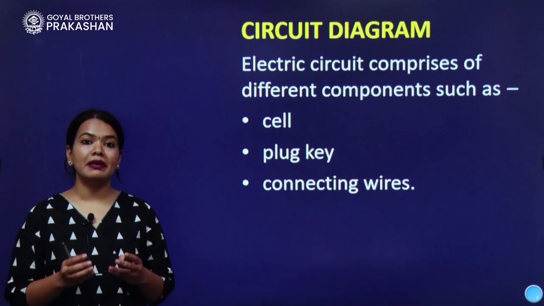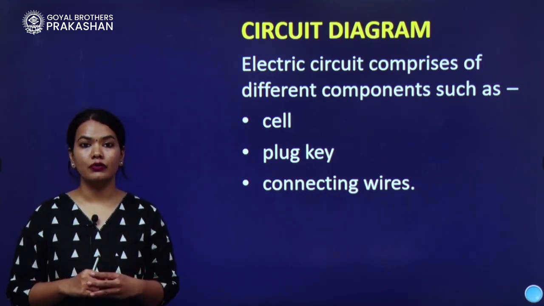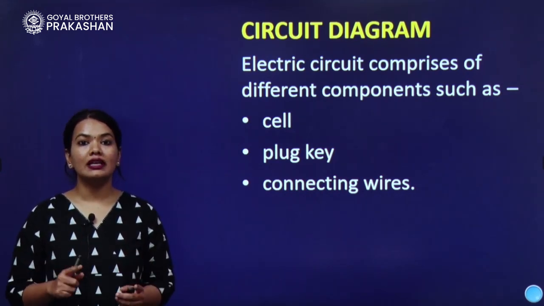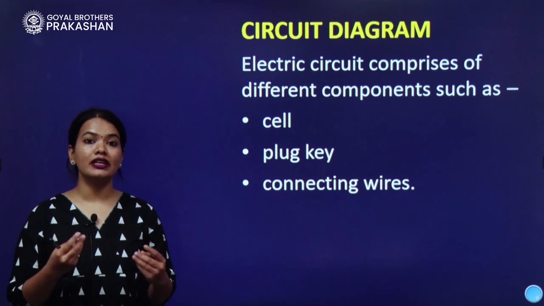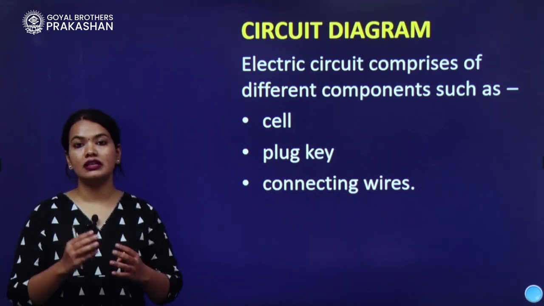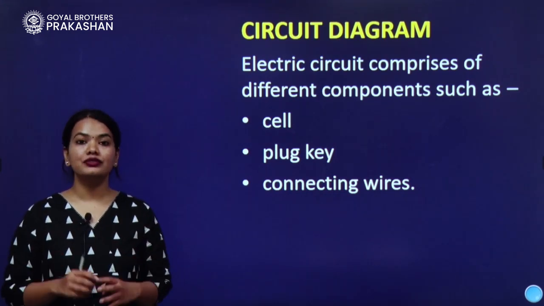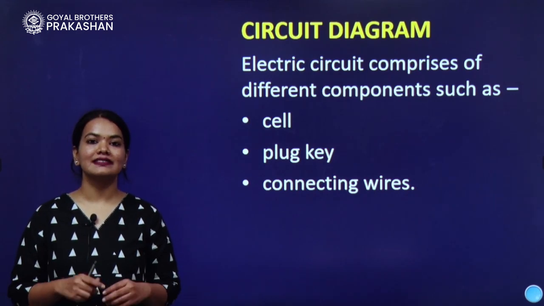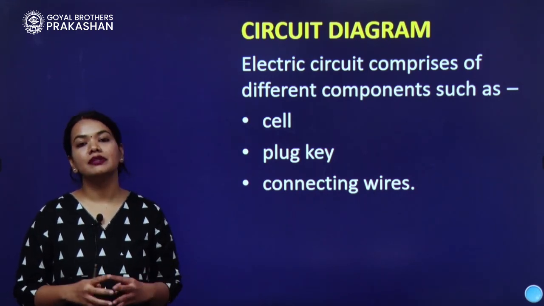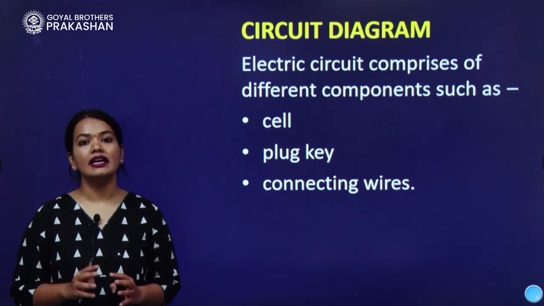Now in order to replicate that diagram in your notebooks or in your book, you need a symbol. Because it's not easy to draw a battery, it's not easy to draw a bulb. In order to simplify the representation of the circuit diagrams, we have symbols associated with each of the elements.